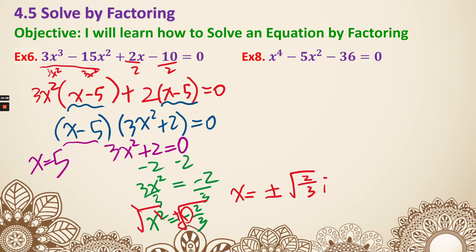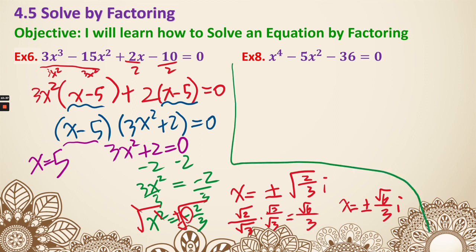And if you want to deal with square root of 2 over 3, it's the same as square root of 2 over square root of 3. So we're going to have top and bottom multiplied by square root of 3 to simplify. That's going to give us square root of 6 over 3. So final answer, x equals plus minus square root of 6 over 3 i. That is the answer for number 6.